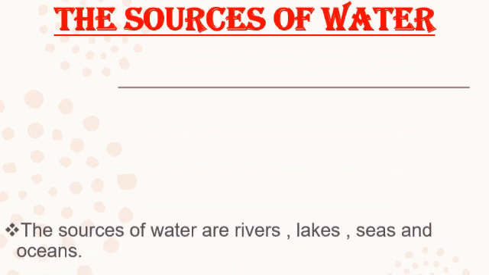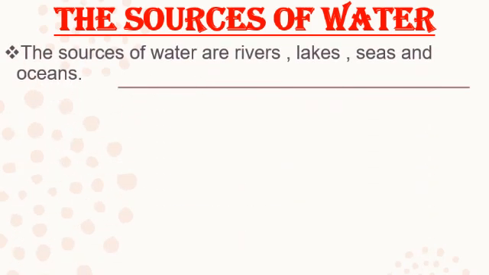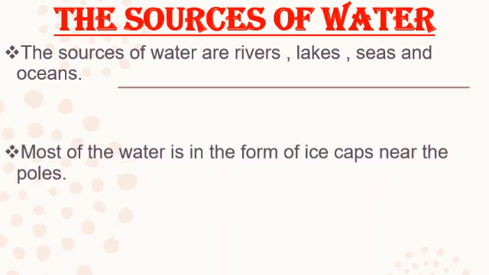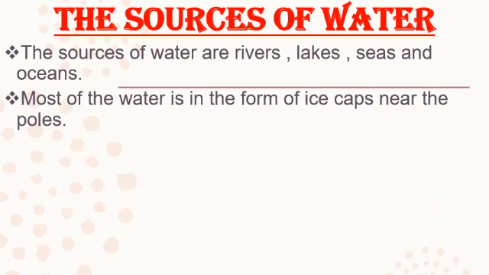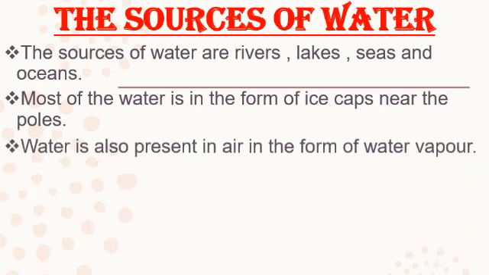Now, what are the sources of water? Sources means from where do we get this water? We get this water from rivers, lakes, seas and oceans. From the lakes, rivers, seas and oceans, it comes into our house through the taps, and then we fill and keep it and use it. Most of the water is in the form of ice caps near the poles. Near the poles, it is in the form of ice.